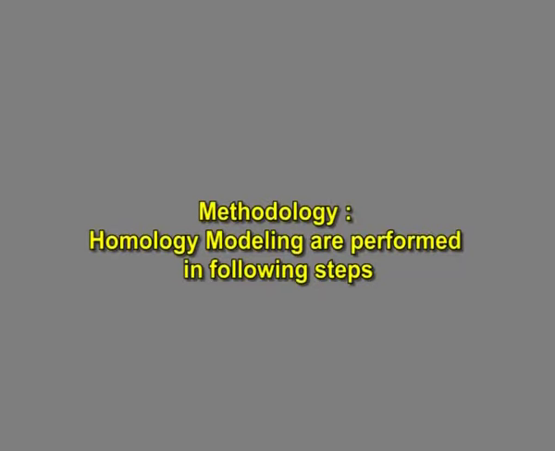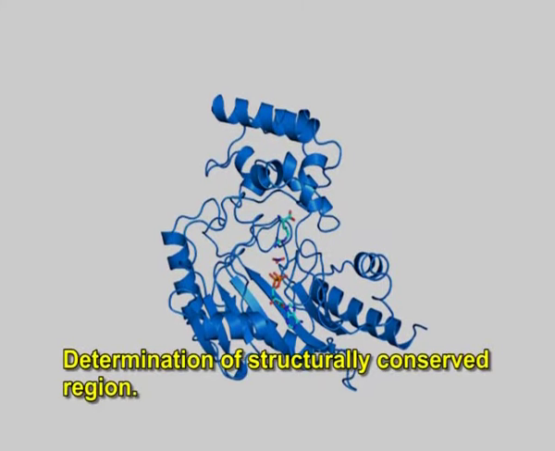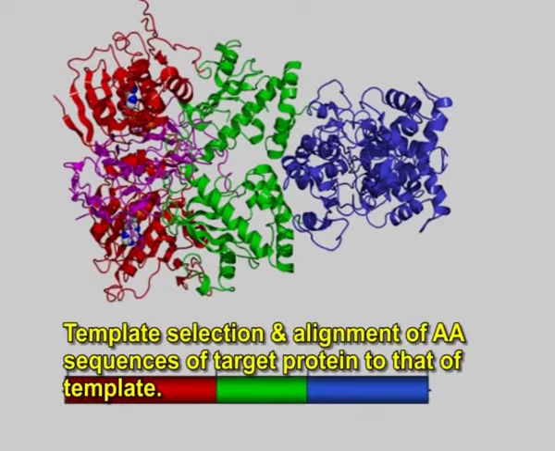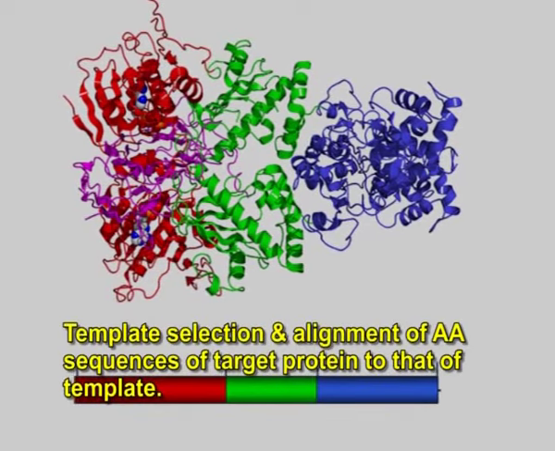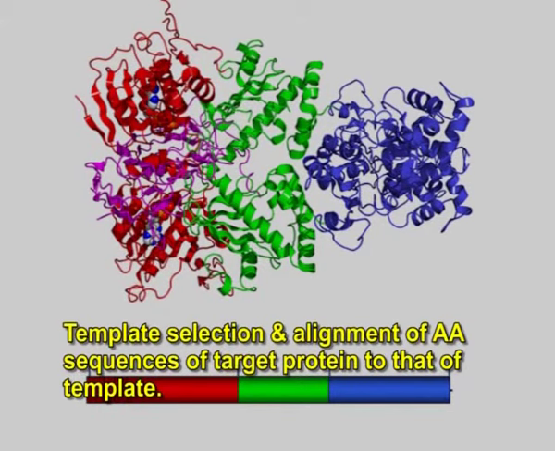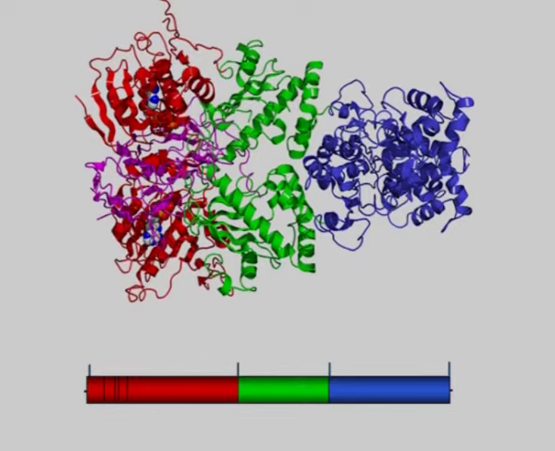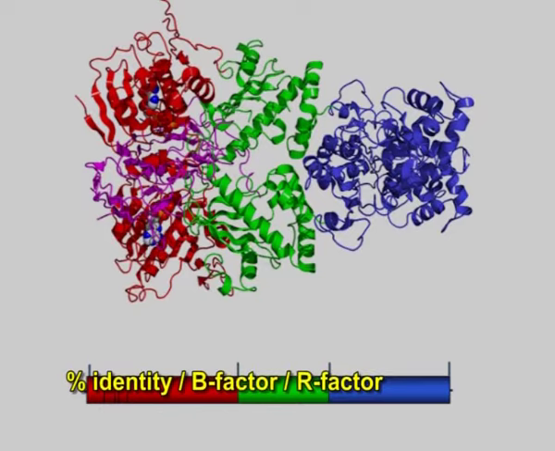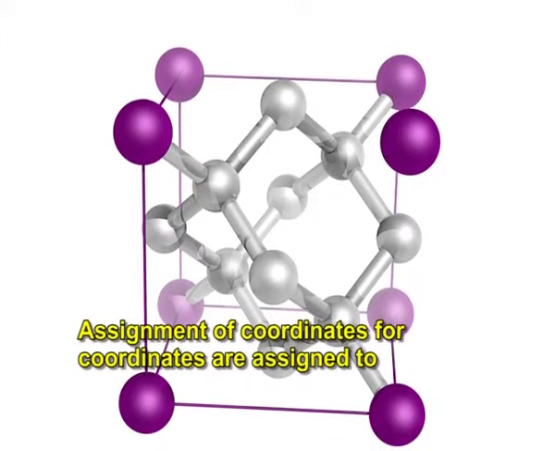Now, methodology of homology modeling. Homology modeling is performed in the following steps. The first step is determination of structurally conserved regions. Second is template selection and alignment of the amino acid sequence of the target protein to that of the template protein. The first two steps are performed by various alignment tools like BLAST, PSI-BLAST, and by considering parameters like percentage identity, B factor, R factor, etc. Next is assignment of coordinates.